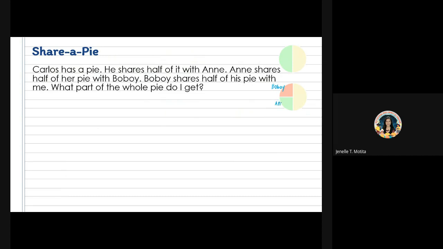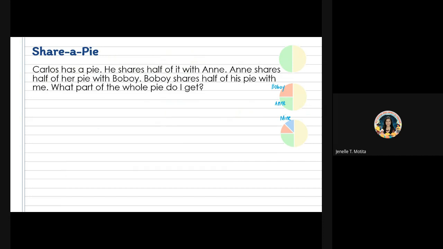Then Boboy shares half of his pie with me. So we're going to divide this orange part of the pie into two, and it looks like this. This part, the color blue, is my part. This is how we picture out this word problem. You keep on slicing the pie into two.